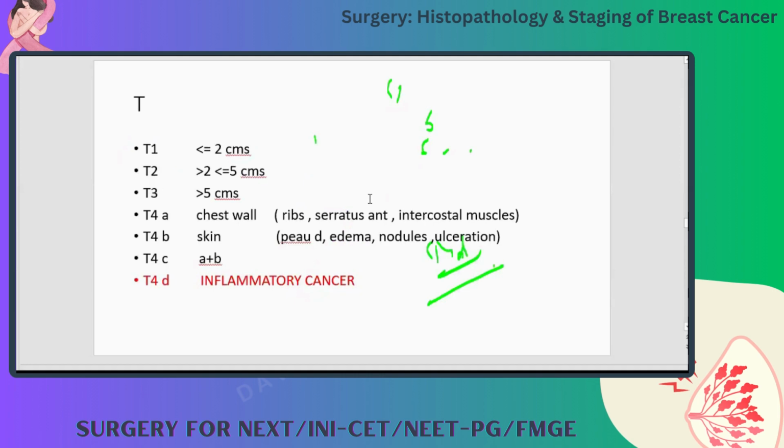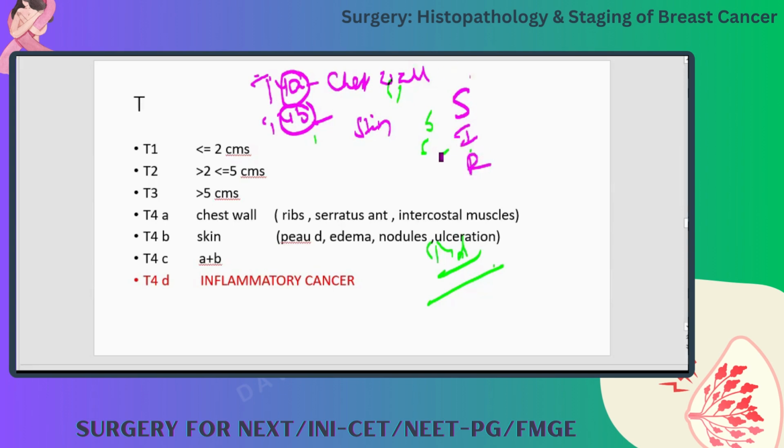See here, this also you have to remember: T4A and T4B. I remember it as A is under, B is bahar. Under means inside, so it is chest wall. Bahar is outside, it is the skin. Chest wall means only these specific things: the ribs, serratus anterior, intercostal muscles. Only these three things.